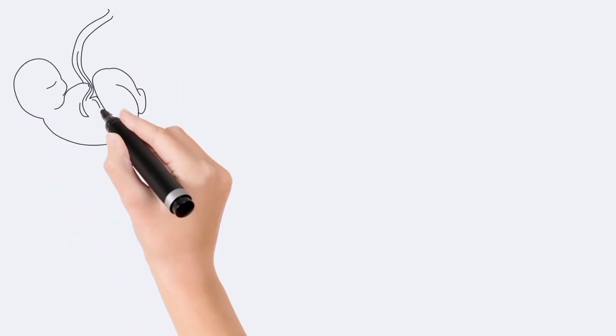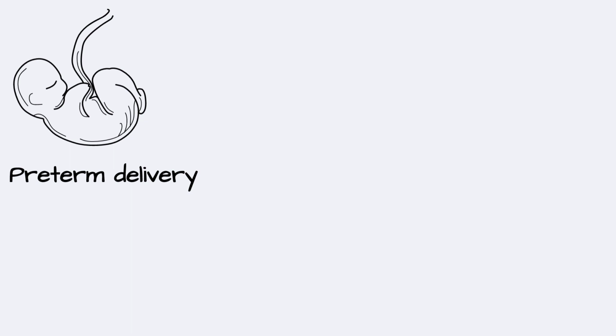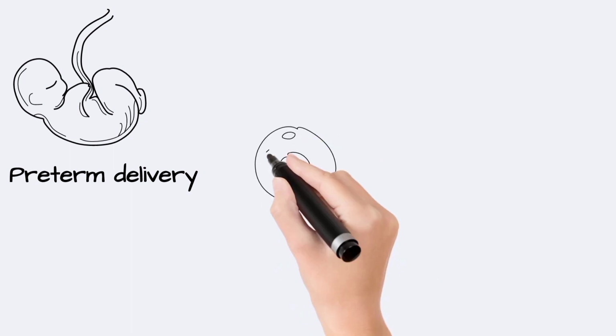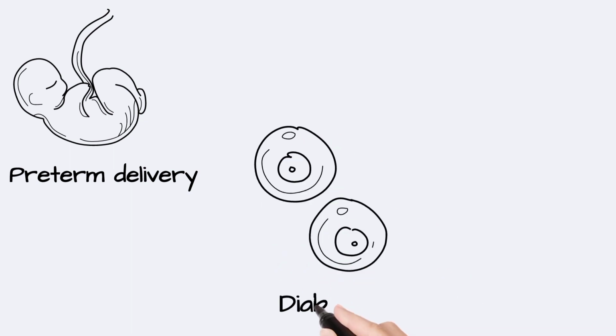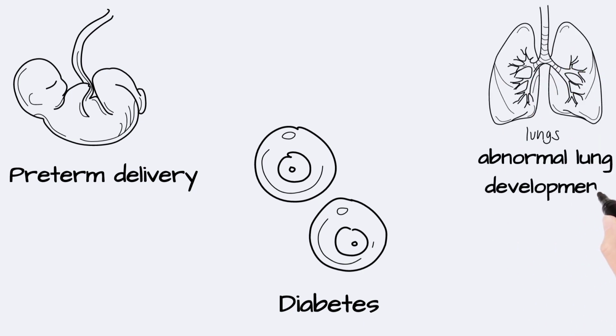Risk factors include preterm delivery. This is delivering a baby before term, which is 28 weeks gestation. Diabetes, especially on the maternal side. An abnormal lung development, a cause that will impair the production of surfactant. The following video obtained from Nucleus Media best describes the symptoms of this condition.